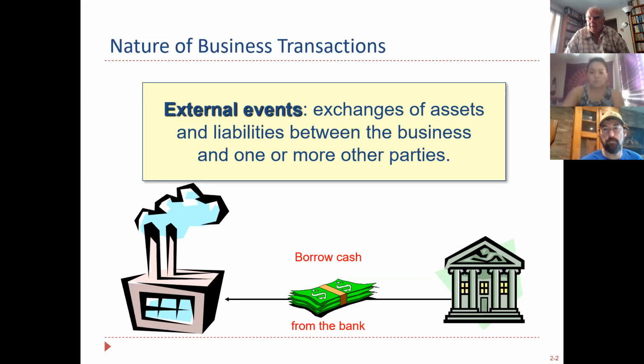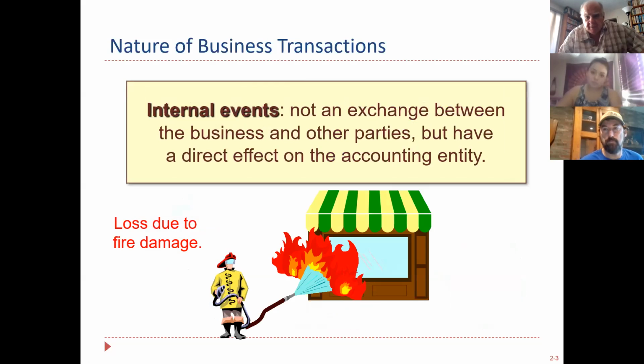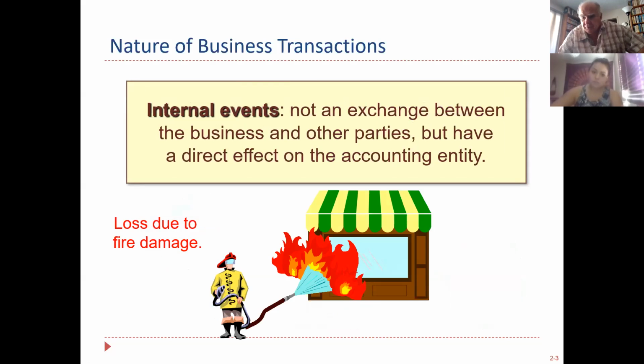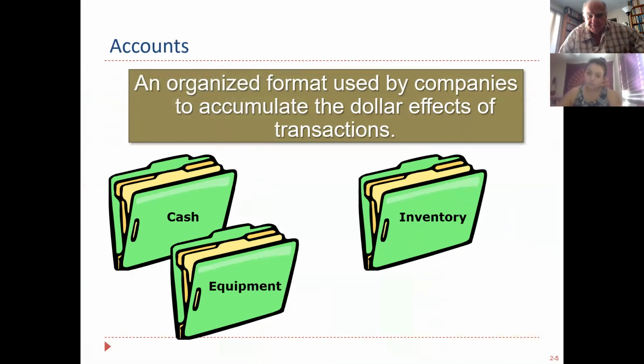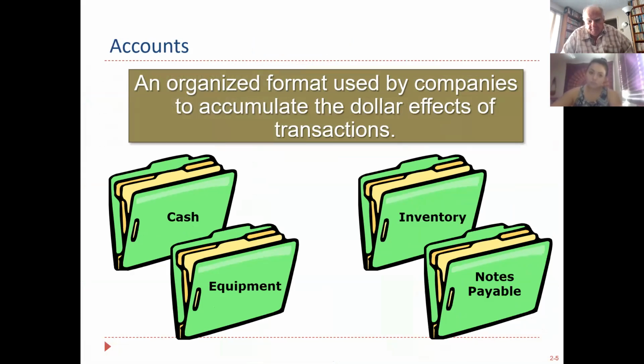Perhaps we're paying the electric bill. External. And that's going to become important later when we get to adjusting journal entries, which are internal type entries. So external, internal. And what we have here is a fancy slide that I think I'm actually going to skip because I don't particularly like that slide, okay?